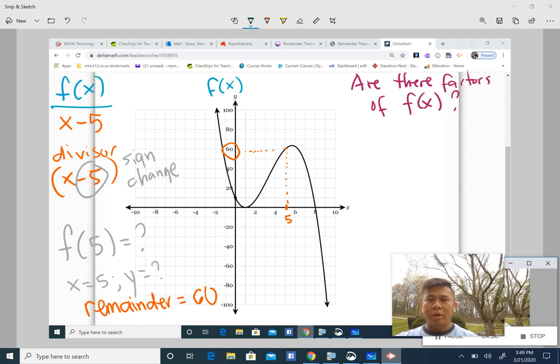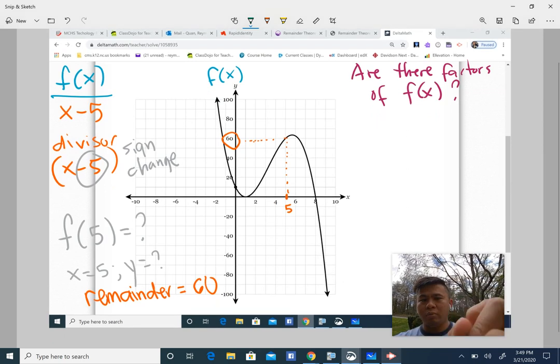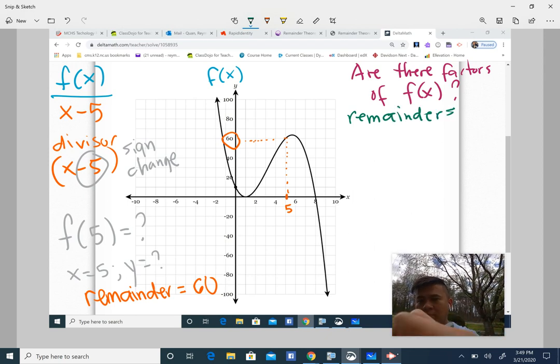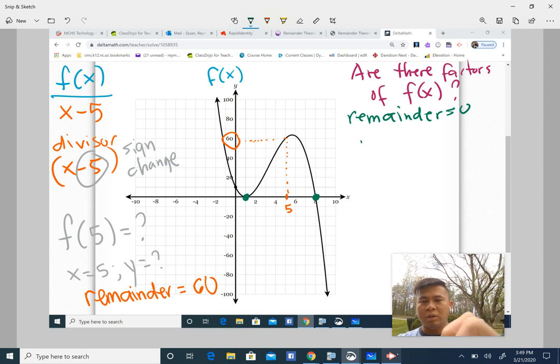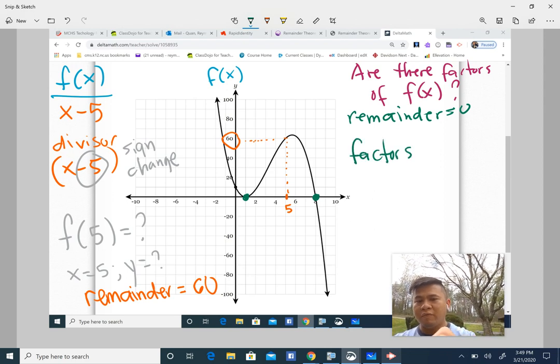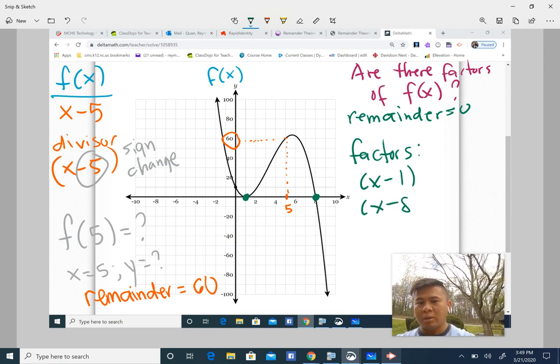The next question will be, are there any factors of f of x for this case? That being said, a factor is when a remainder is equal to 0. Let's do that in here. In that case, the remainder is equal to 0 at those values 1 and 8. If you sign change on those, then the factors will be the following: x minus 1 and x minus 8.